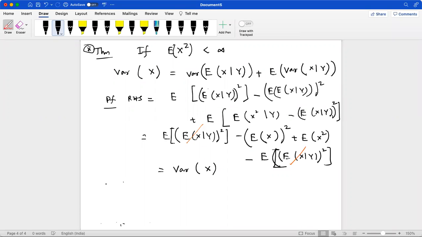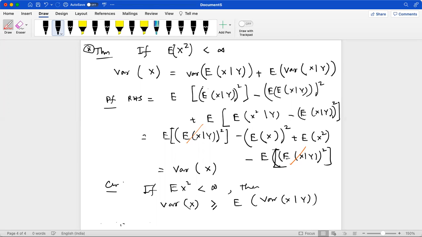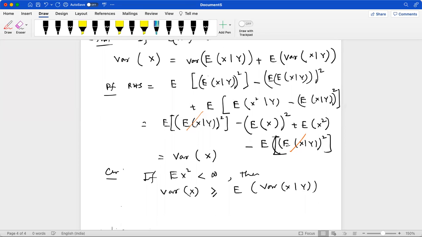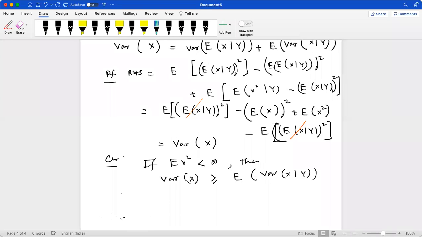So what is the corollary? The corollary is this: if expectation of x square is finite or exists, then what happens? Then the variance of x is greater than the expectation of the conditional variance, because this part, the variance part, is always positive. You know the variance part is always positive. So that's why the variance of x is greater than or equal to this thing.